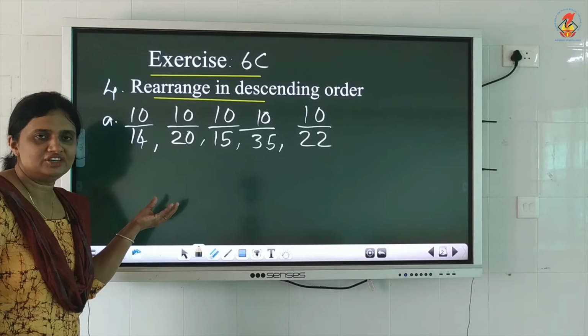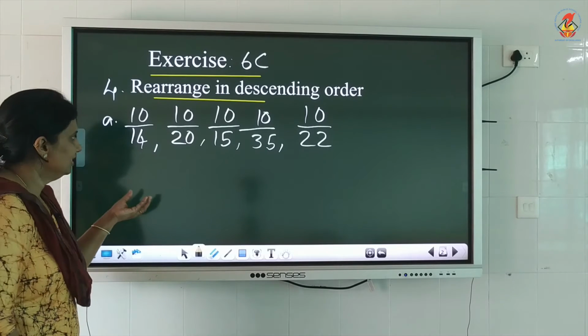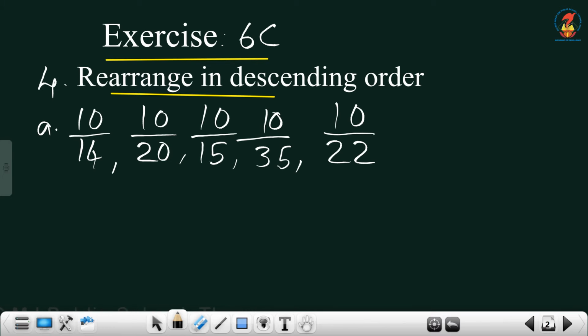See this fraction, which type of fraction is this? All the numerators are the same. What do we want to do? We need to consider denominators only. The fraction with the greater denominator is the smallest fraction, right? Here we need to arrange in descending order. So, which one is bigger? The fraction with the smaller denominator is the greatest fraction.